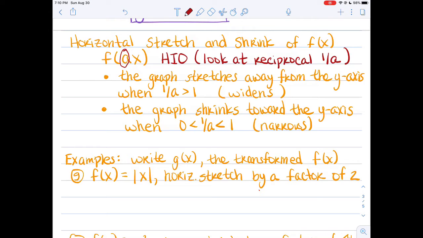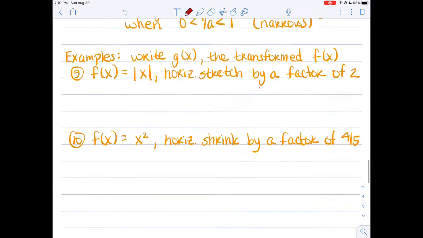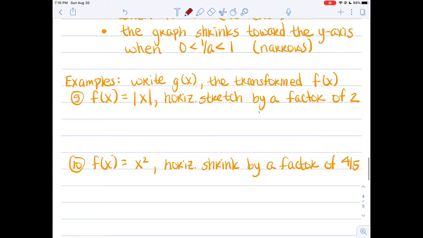So let's look at a couple of examples. I'm going to suggest that you pause and rewind and rewatch these a couple of times just to make sure that you understand this one. This one's probably the most confusing of all, so I really want you to be focusing on this. All right, so let's take a look.